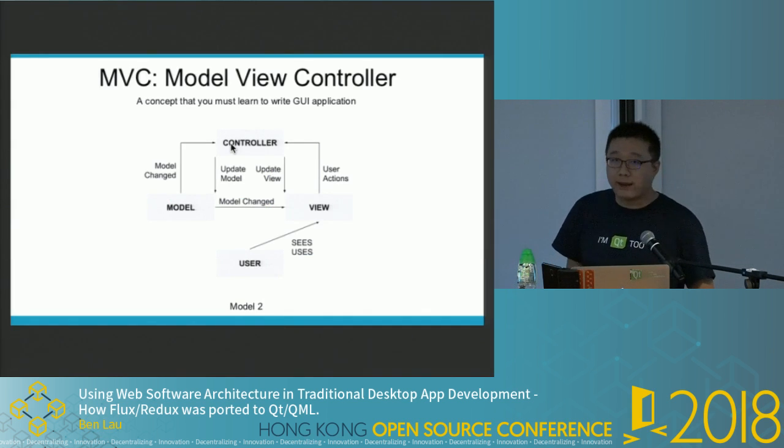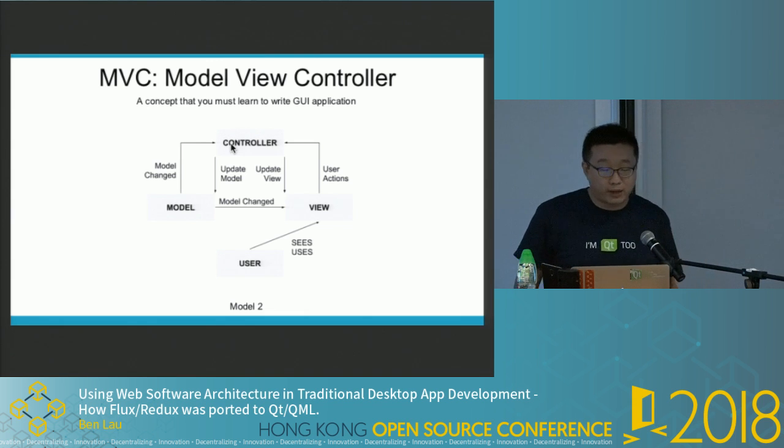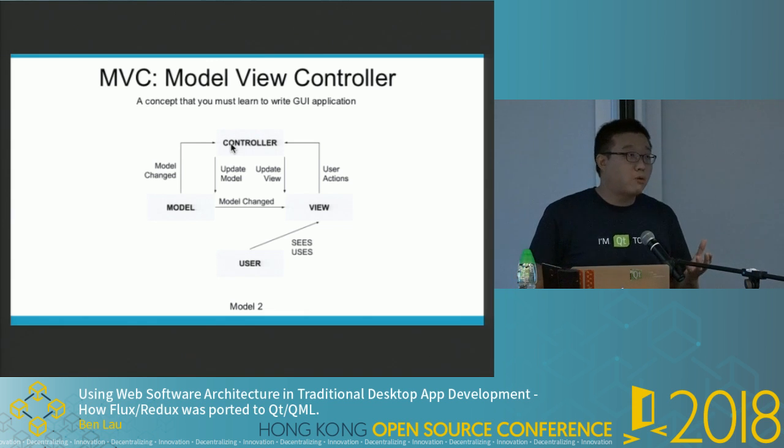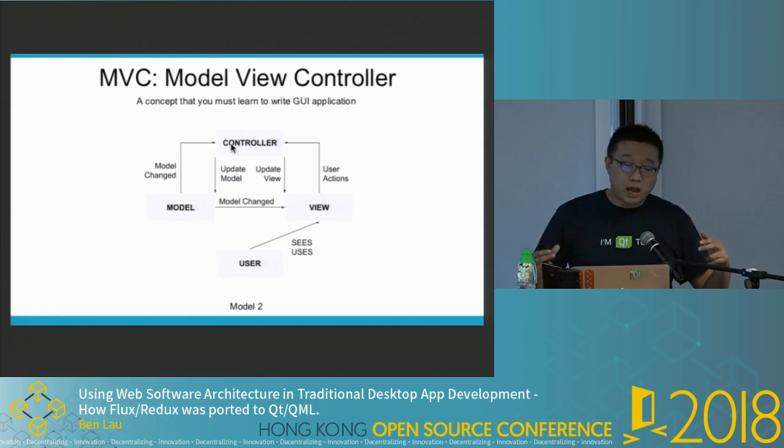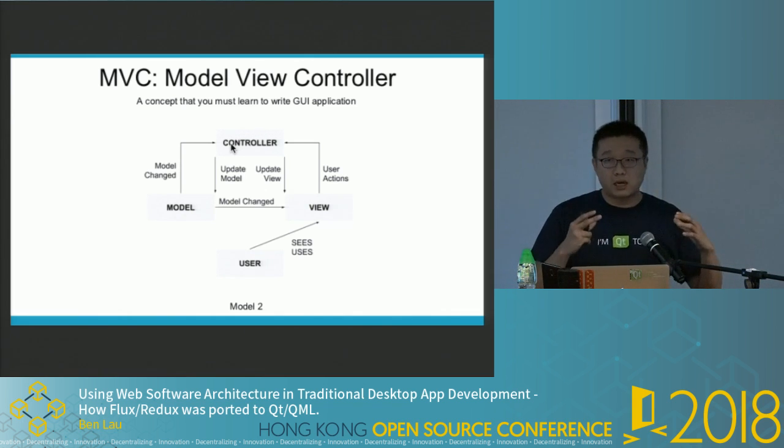It is a concept you must learn to write GUI applications. Instead of having a monster class with everything inside, you should break down your program into smaller pieces. For example, you should have a view component for rendering the UI, a model component for providing the data, and a controller that interacts between view and model to make them collaborate. Therefore you can have a better code architecture that is easier to maintain.